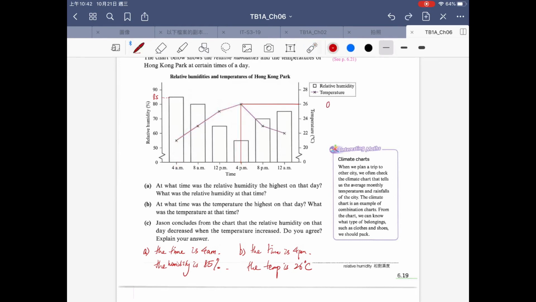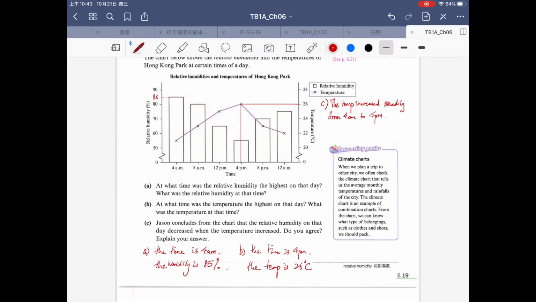So describe your observation by using the wording I have taught you last time. The temperature increased steadily from 4 a.m. to 4 p.m. And then look at the bar chart, the relative humidity. From 4 a.m. to 4 p.m., the humidity is decreasing.